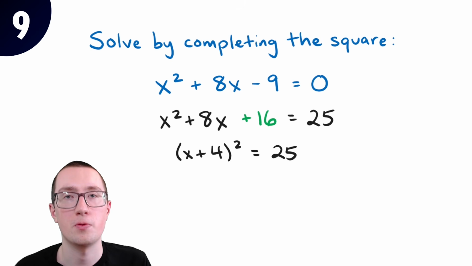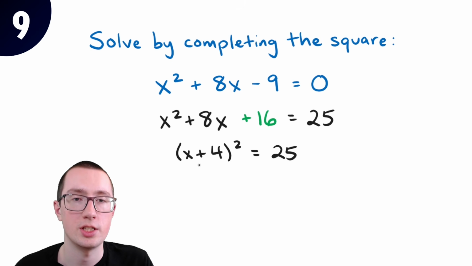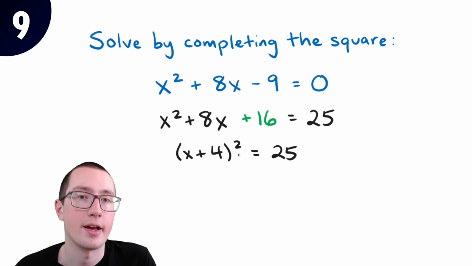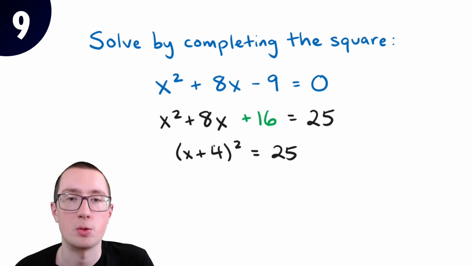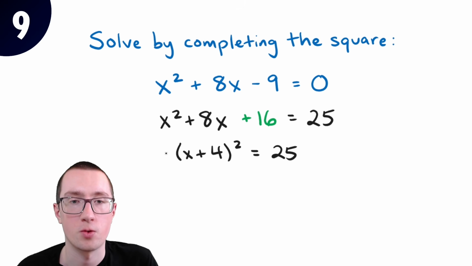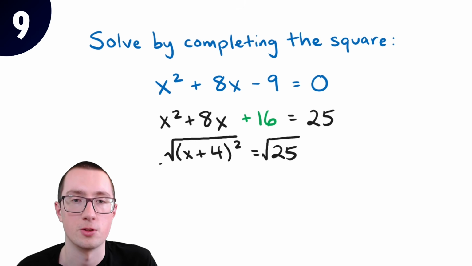So now how do we solve for x? Well, we just need to get x by itself. And the most annoying thing right now is that the whole thing is being squared. So let's do the opposite of squaring, which is square rooting. So I'm going to square root both sides. The square root and the squared cancel. And on the left side, we're going to have just x plus 4.